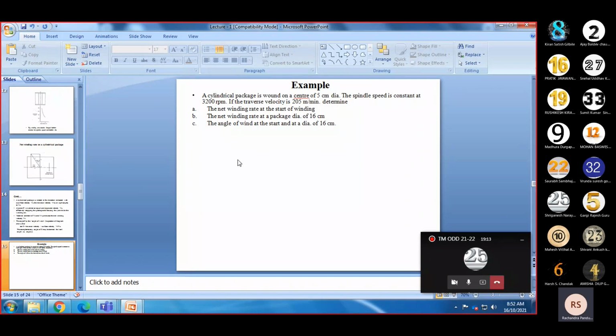So here the question is how to calculate the angle of wind. For that, you have to imagine a geometry by considering the fundamentals of yarn winding on a package. So how can we draw the geometry, we can see here.